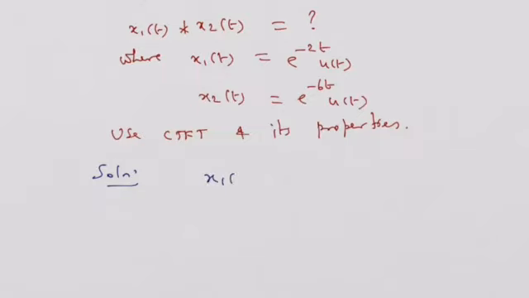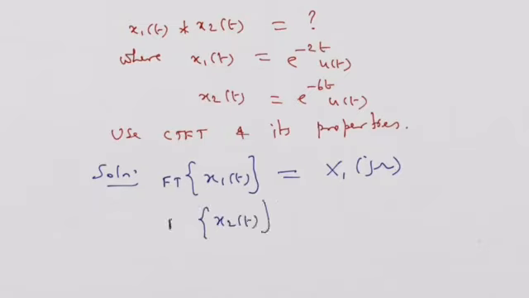I assume x1 of t is the first signal, and upon application of the continuous time Fourier transform, meant for continuous time signals, x1 of j omega is obtained as the result. I have x2 of t with me. Let me apply the Fourier transform on it, and I'll obtain x2 of j omega. Right? This is the known fact.